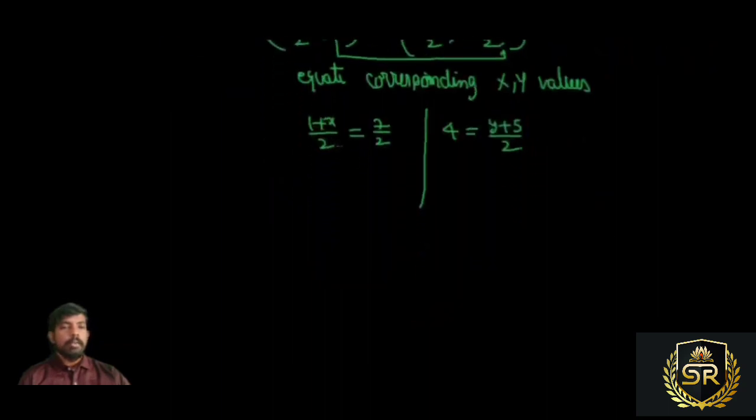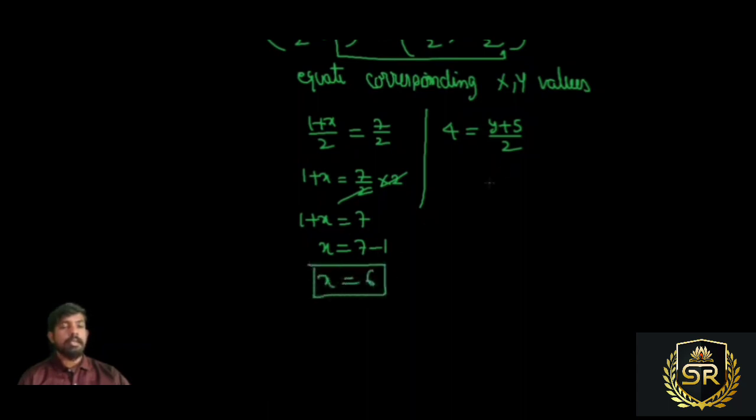So 2 sent to the right hand side becomes multiplication, 7 by 2 into 2. The 2s cancel, so 1 plus x is equal to 7. Plus 1 goes to the right hand side and becomes minus 1. So x is equal to 7 minus 1, which is 6. Therefore x is equal to 6.